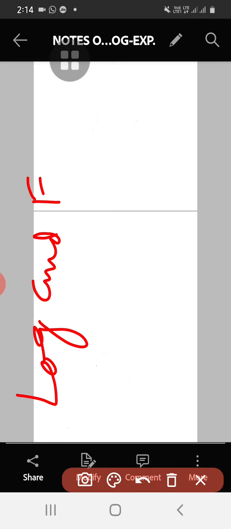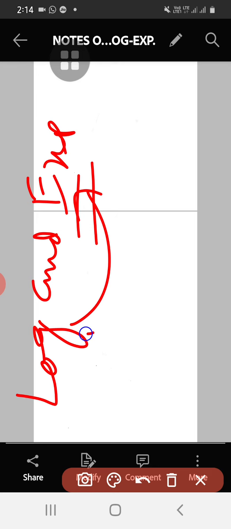Welcome to the class. In the last class we discussed logarithmic functions and exponential functions. Both these functions are inverse to each other. We covered so many points in our last class, and we also drew the graph of the exponential function.